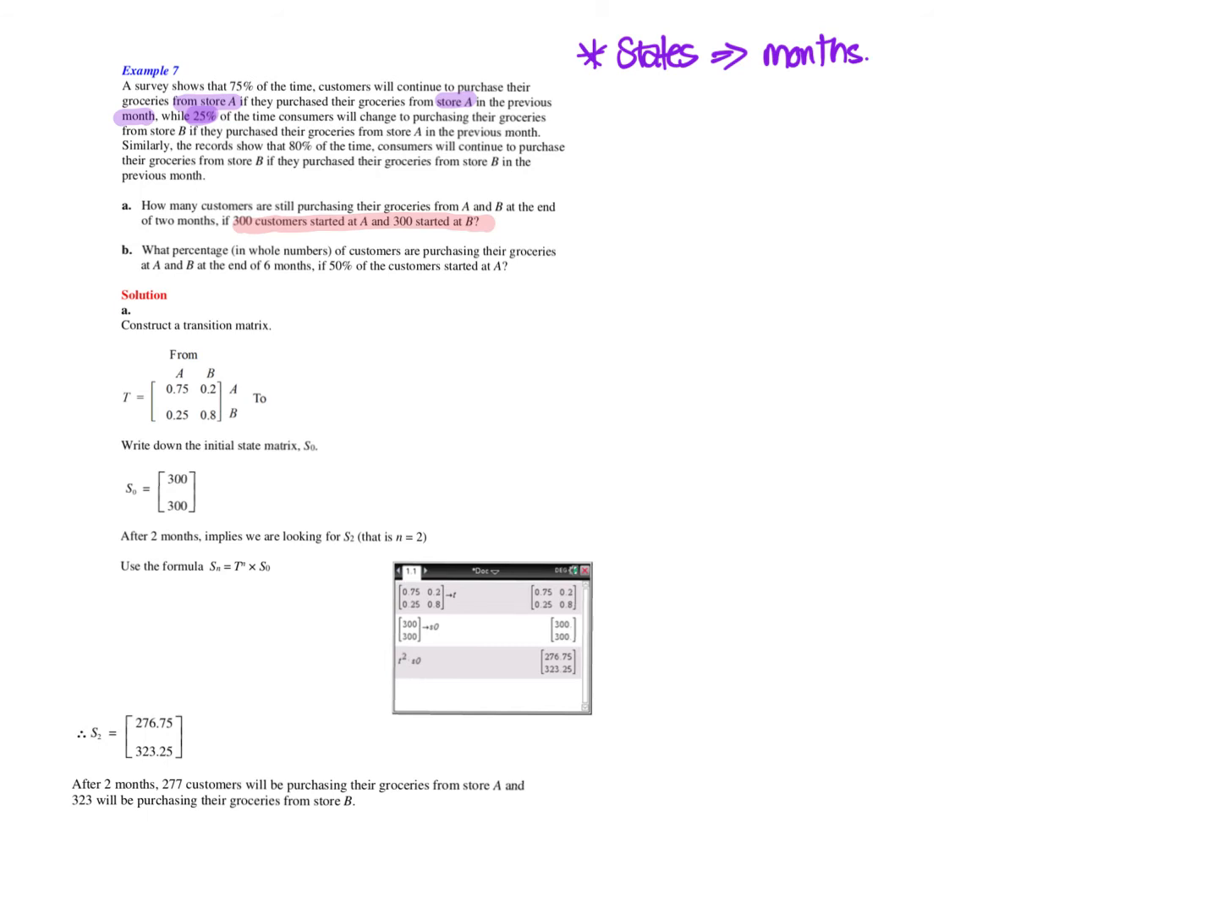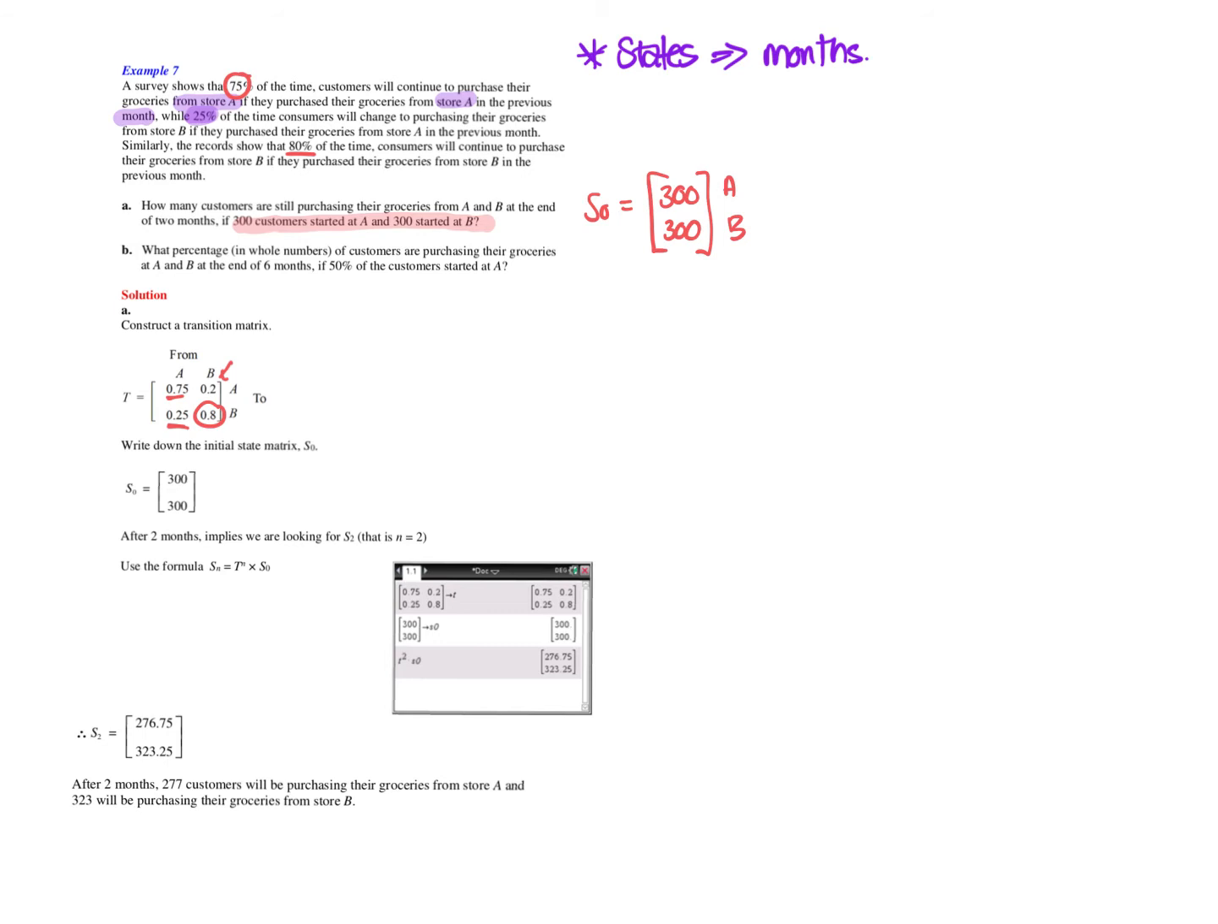Here they gave you this initial state matrix. So we've got A and B, and they said initially there was 300 at each. Then you had to set up the transition matrix. So 0.75 from A to A, they've put that there, and then it was 0.25 to B, and then they told me 80% go from B to B, and therefore I could see that that one had to be 0.2 because they add up to 1.